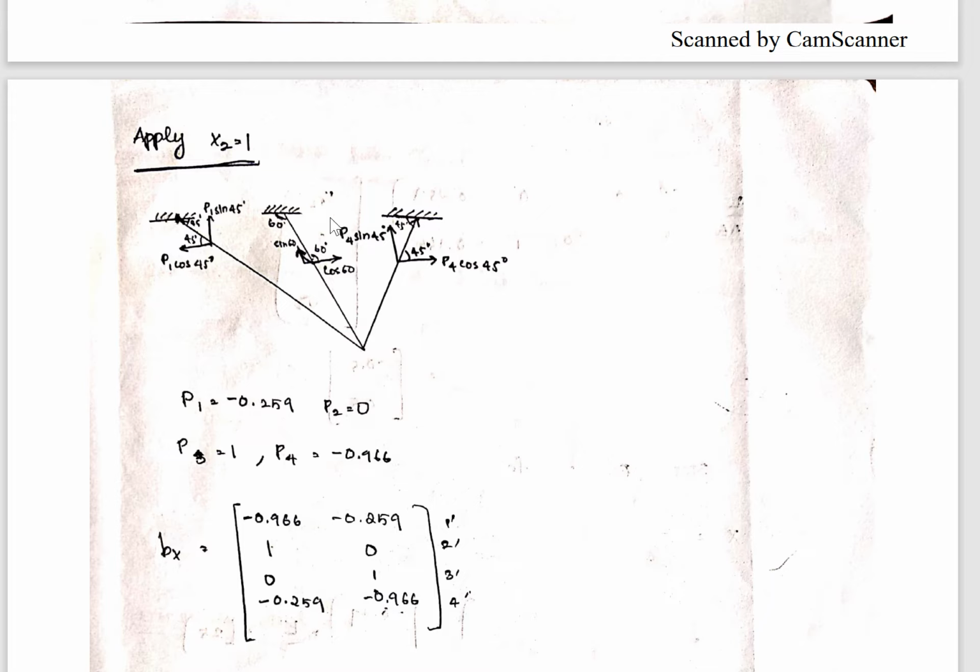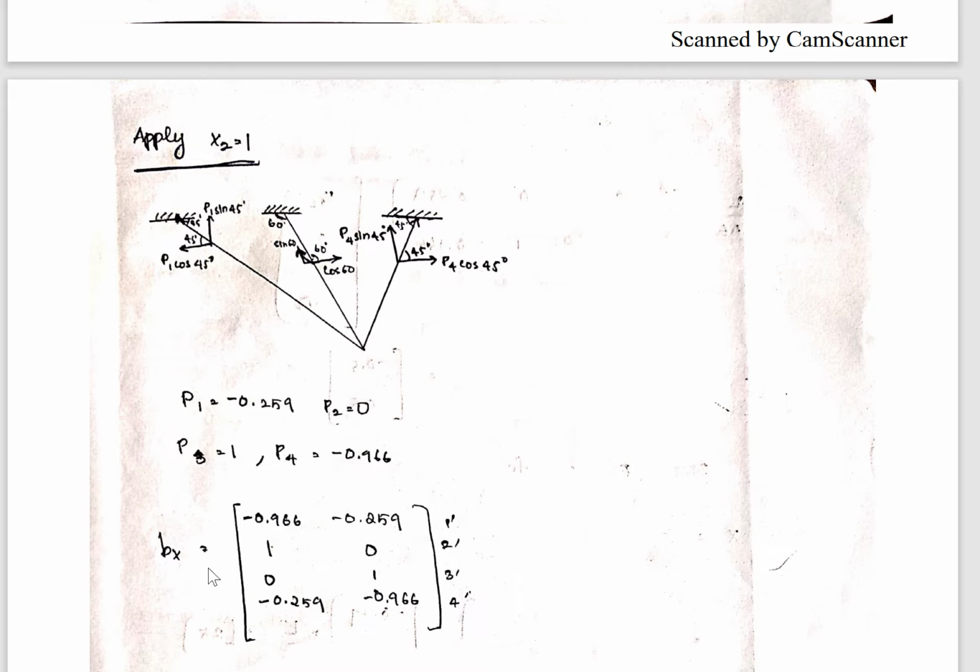So again analyze this structure. So the member force in AE is taken as P1, member force in CE is taken as P3, and the member force in DE is taken as P4. So apply P3 is equal to 1 here and analyze by method of joints, and we obtain P1 is equal to minus 0.259, P2 is equal to 0 because there is no member, and P3 is equal to 1, P4 is equal to minus 0.966. So we got all the four coordinates corresponding to x2 is equal to 1.